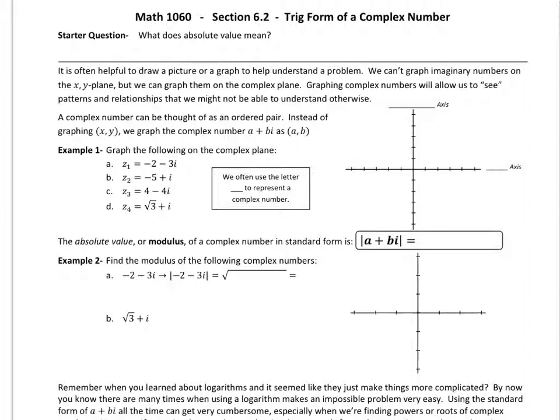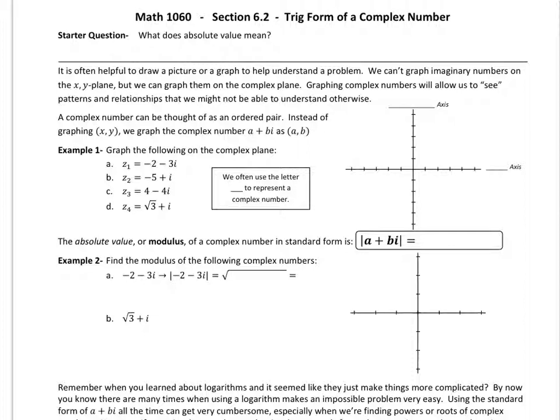All right, so with our starter question, what does absolute value mean? It's distance from zero, right? And what's unique about absolute value? It's always positive, right? Okay, good deal. So it's often helpful to draw pictures.